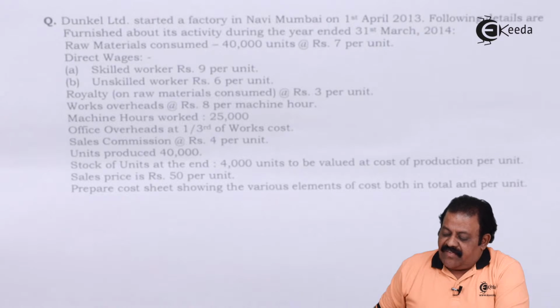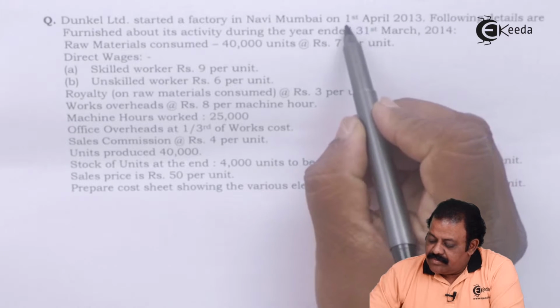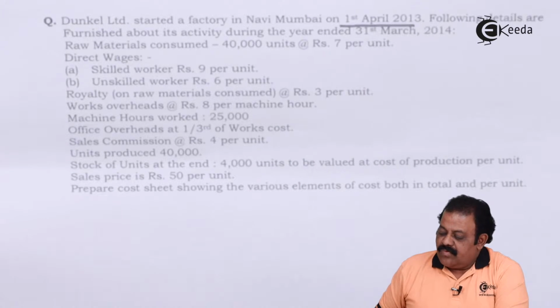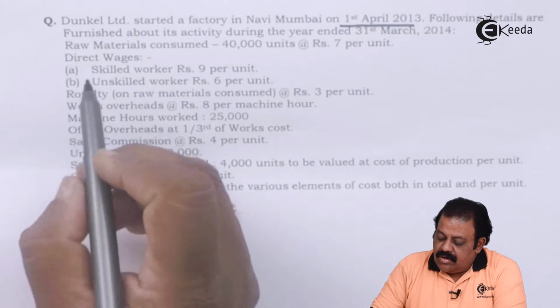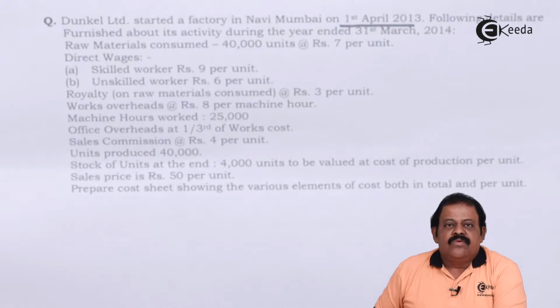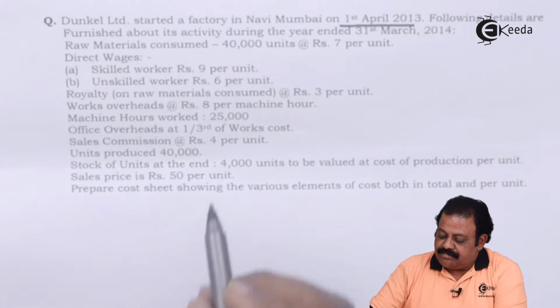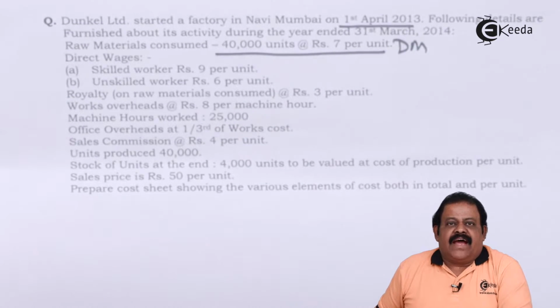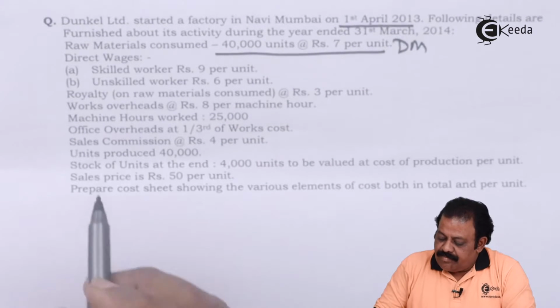Dunkel Limited started a factory in Navi Mumbai on 1st April 2013. Following details are furnished about its activity during the year ended 31st March 2014. Raw material consumed 40,000 units at the rate of 7 per unit. This is the information of direct materials.